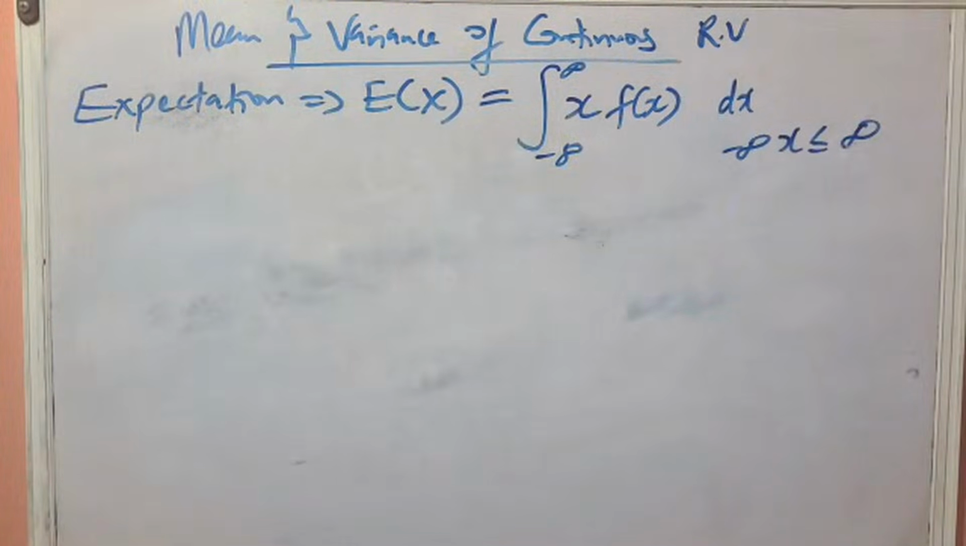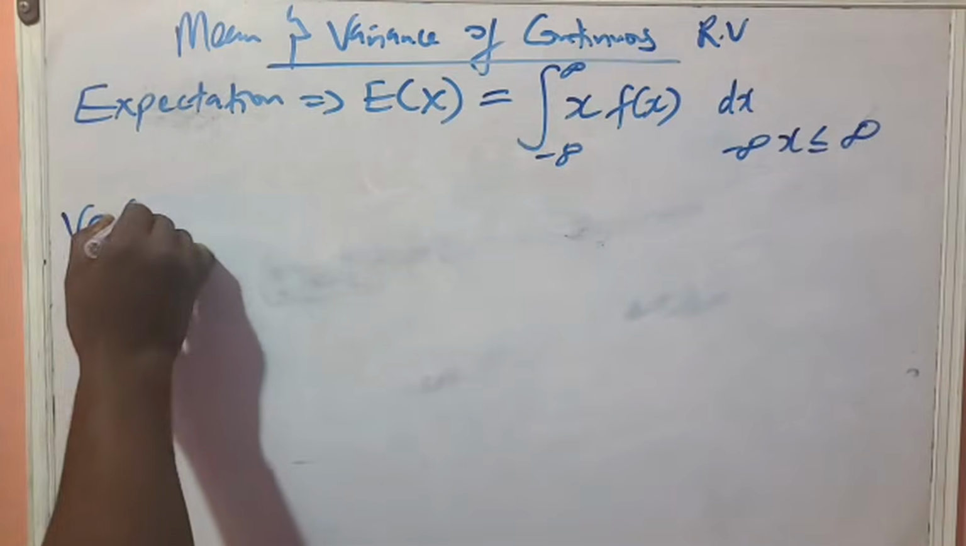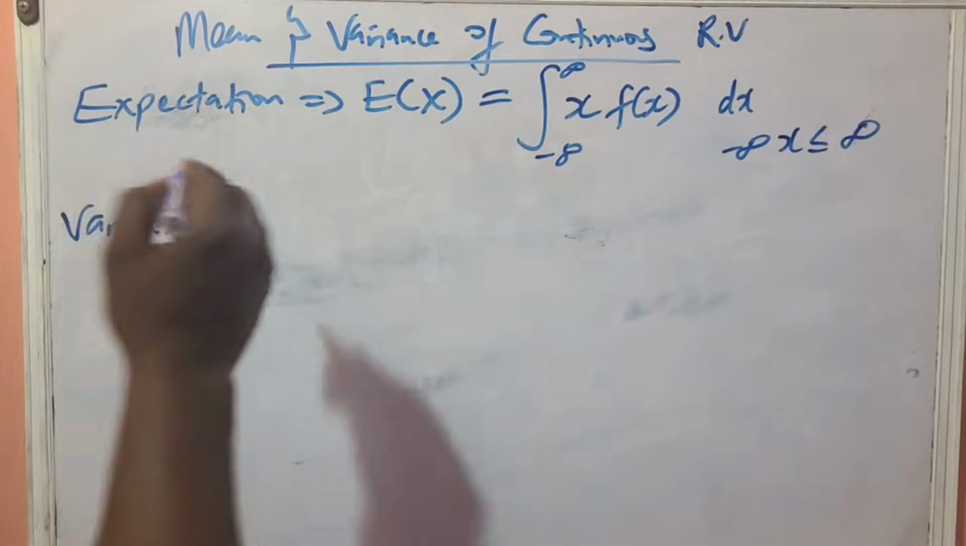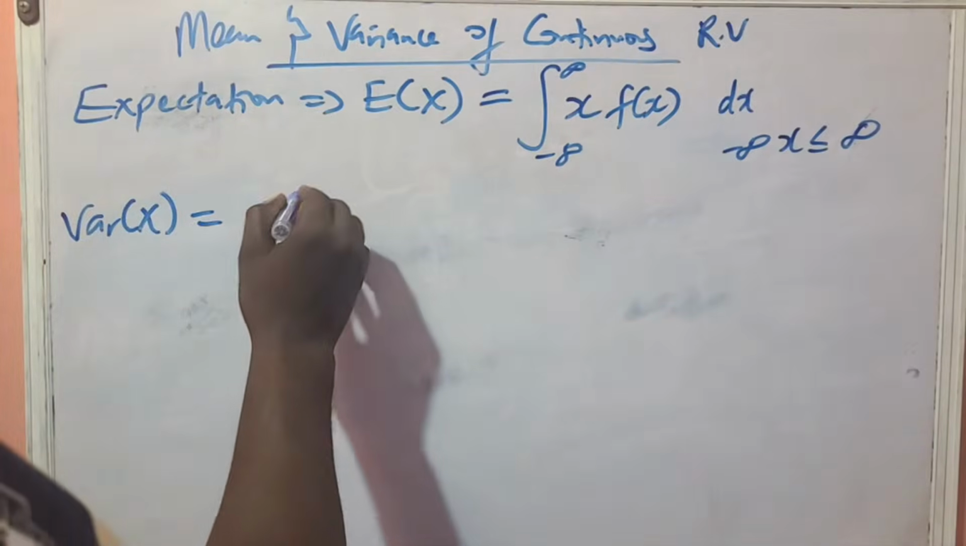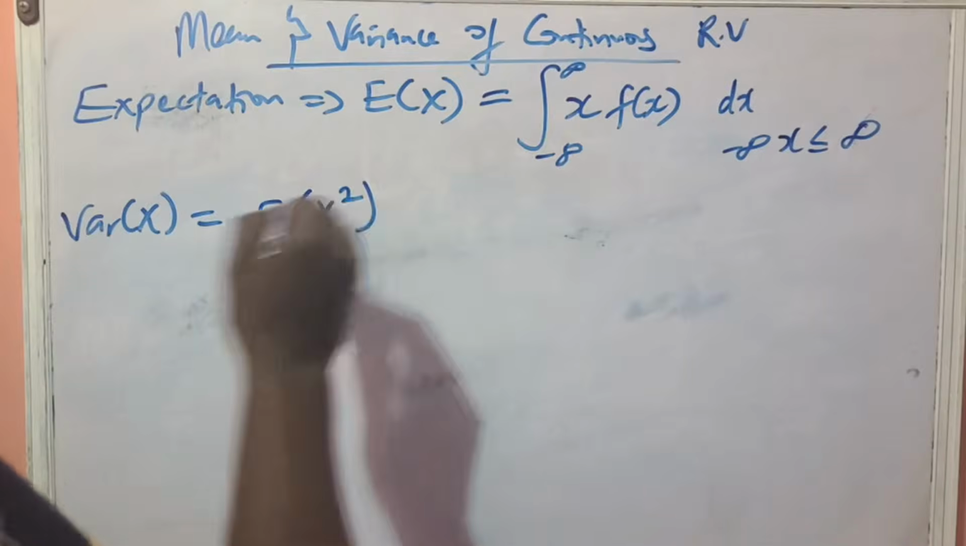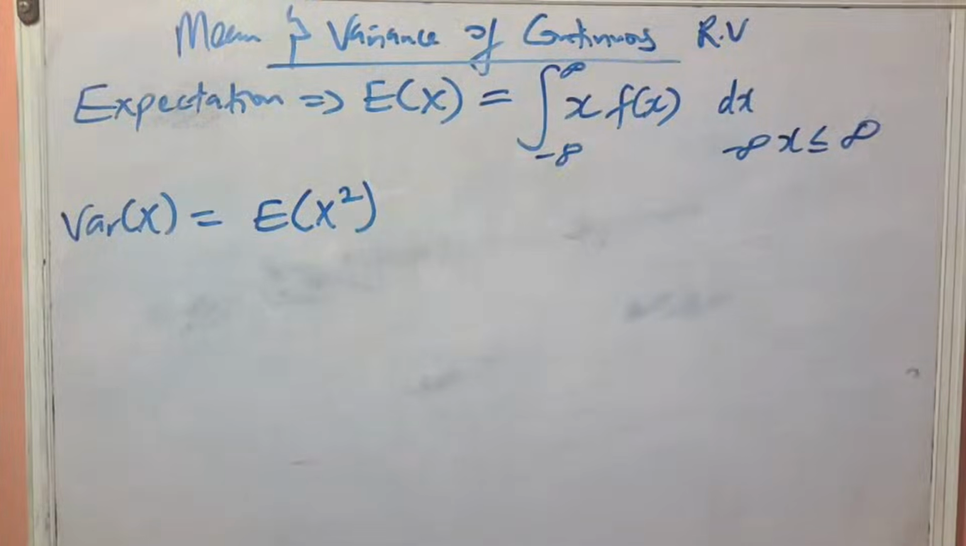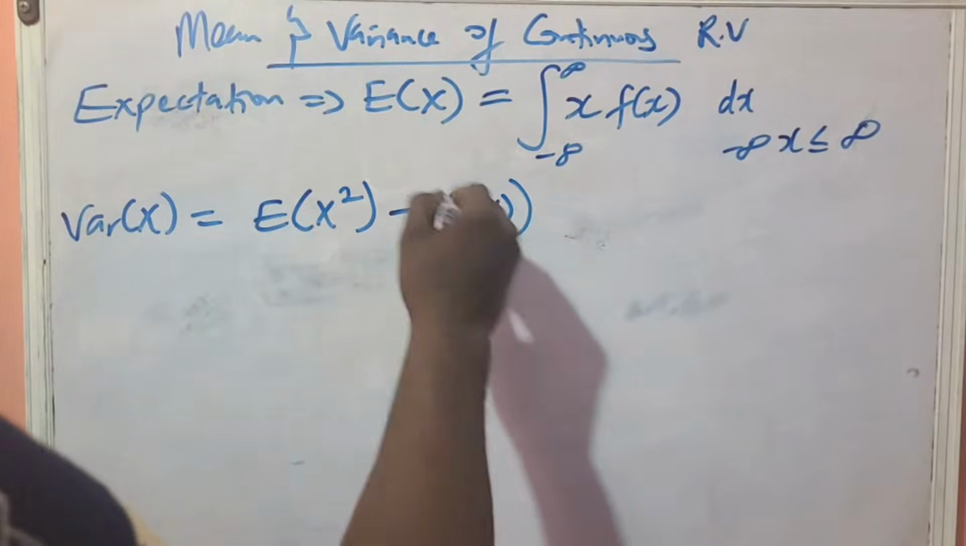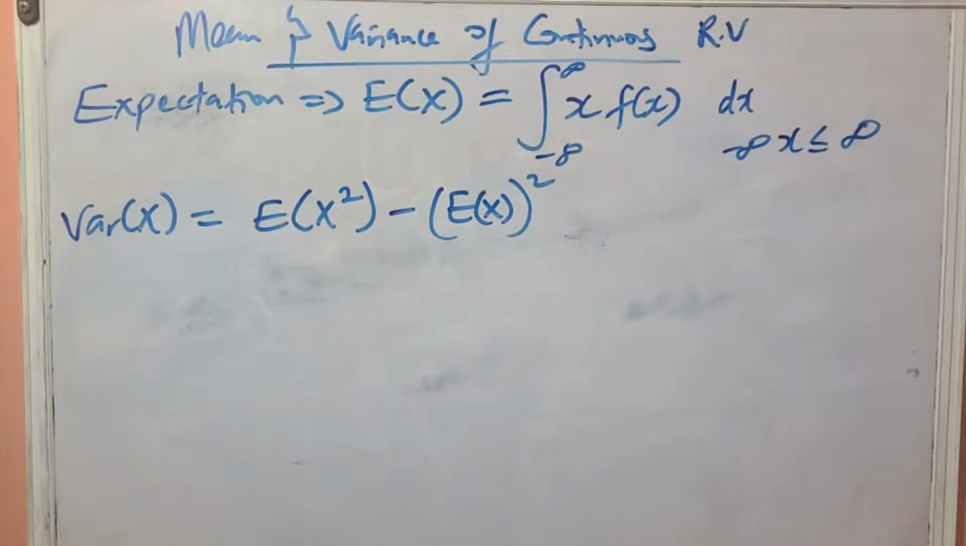What about variance? Again, variance of x. How do you find variance of x under continuous random variable? It's the same thing also as you solved yesterday for discrete. The expectation of x squared minus expectation of x all square.